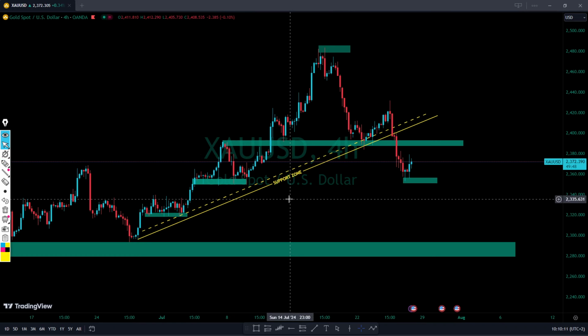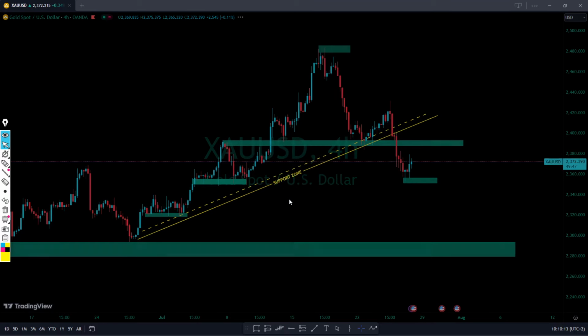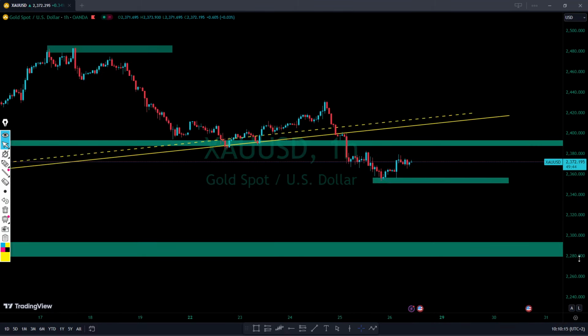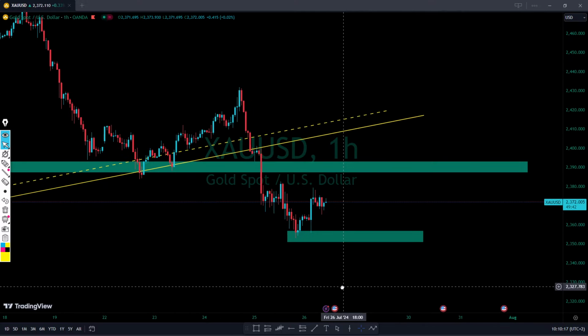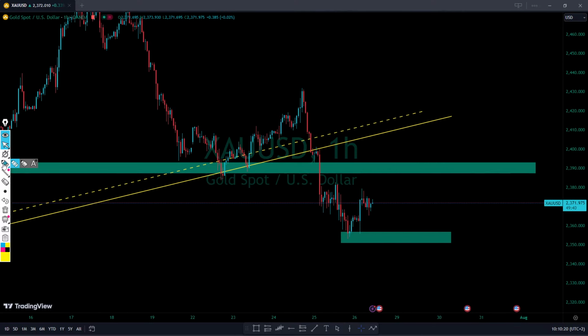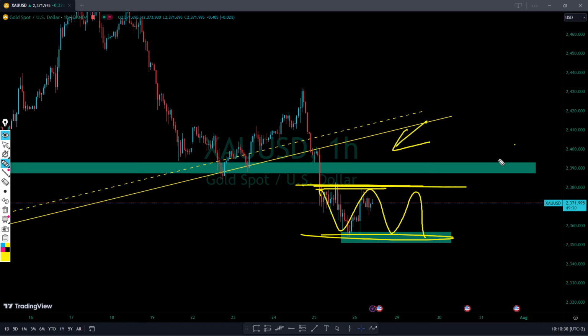But let's go on 1 hour. Maybe you will see something. So this is what we have. You see that? This is what we have here. I think maybe the market is respecting that level. But at the end of the day, it is actually a nice consolidation. Yes, we can easily see that the market is willing to go down.